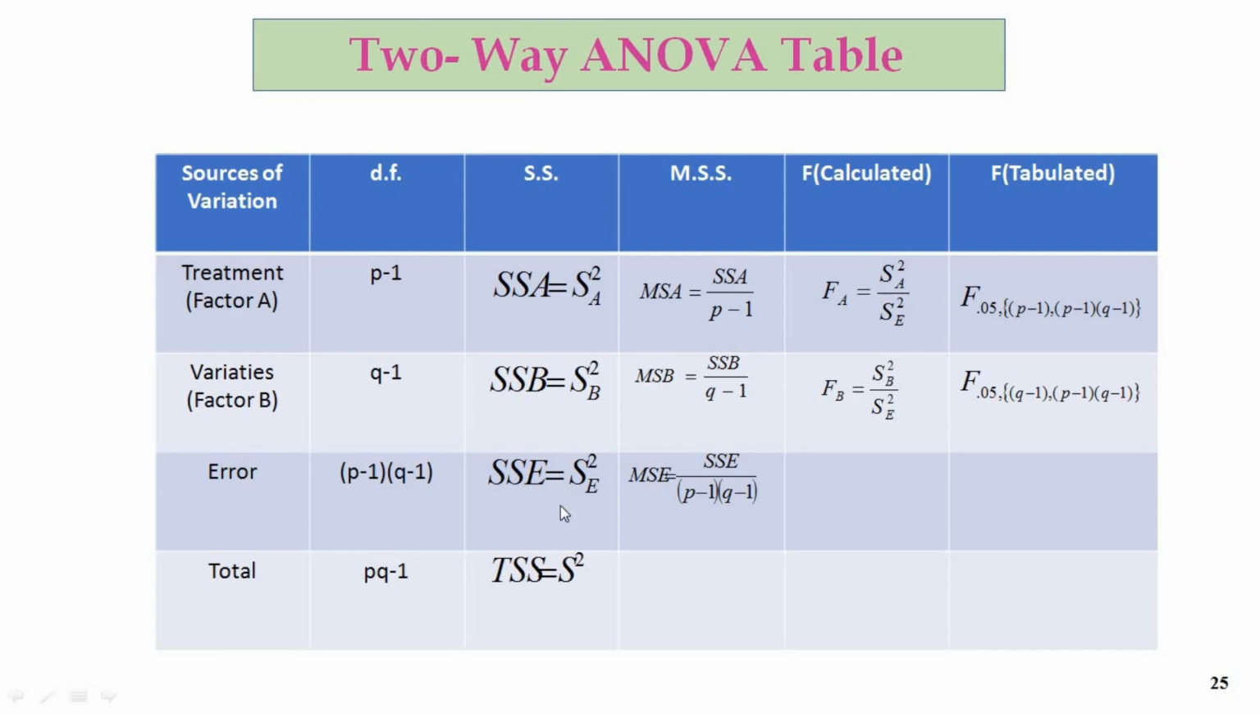If the calculated value of FA, that means for factor A, is less than the table value of F for P minus 1 comma P minus 1 into Q minus 1 degrees of freedom at a certain level of significance, generally we consider 5%, as I told you, then we may accept the null hypothesis and conclude that there is no significant difference between the different levels of factor A, or we can say treatments. Otherwise we reject the null hypothesis. And similarly we can draw the same conclusion for factor B or varieties.